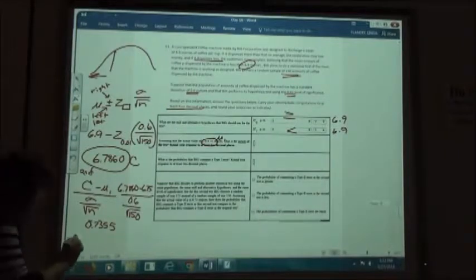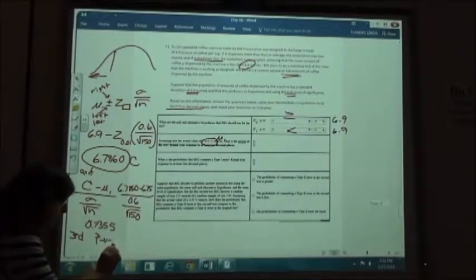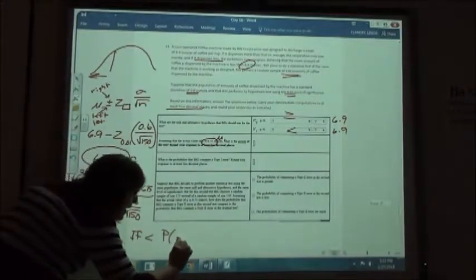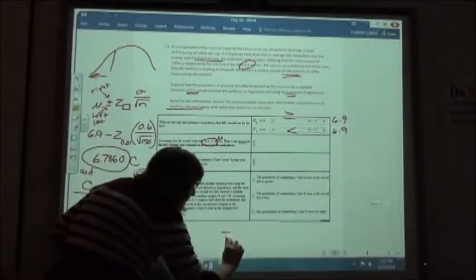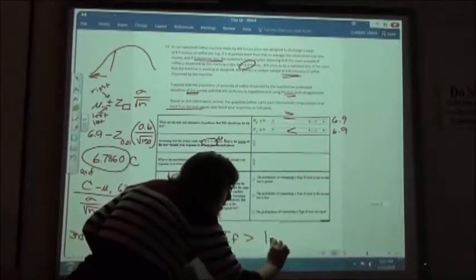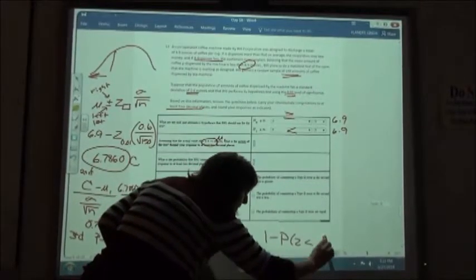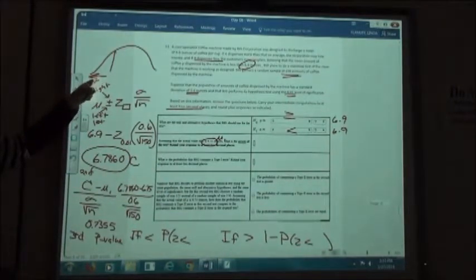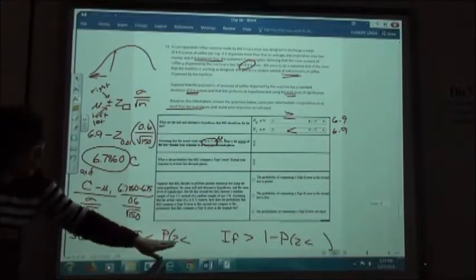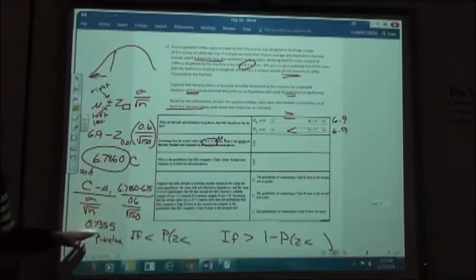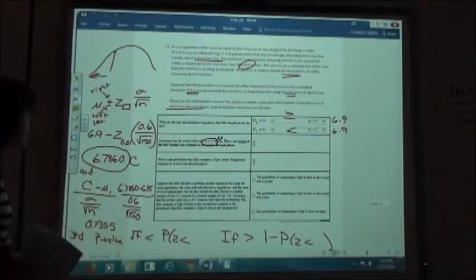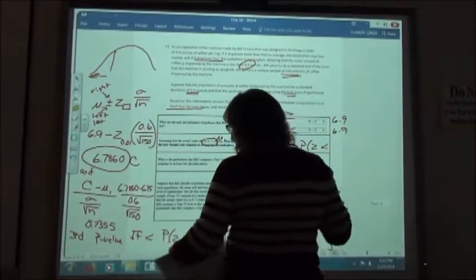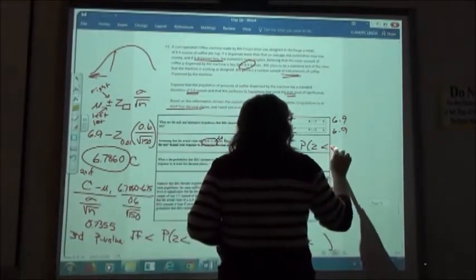Now, third step. We have to find the p-value. If it's less, you just do P of z is less. If we were doing greater, we would do 1 minus P of z is less. The last one we did was a greater. This one we're doing a less. So on this one, we just have to do P of z is less than whatever you got for your answer here. So I'm going to write it up here. P of z is less than 0.7355.